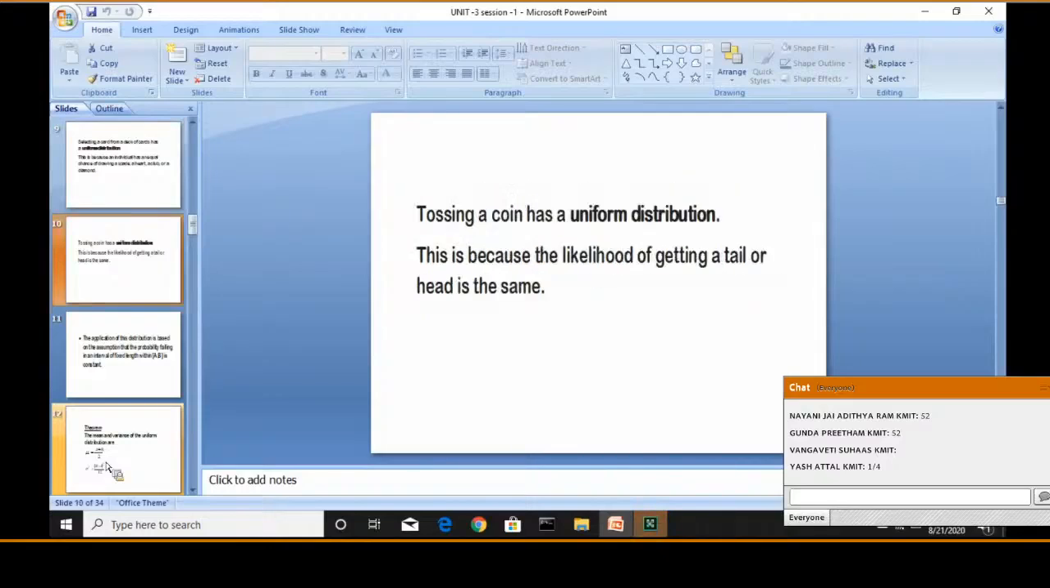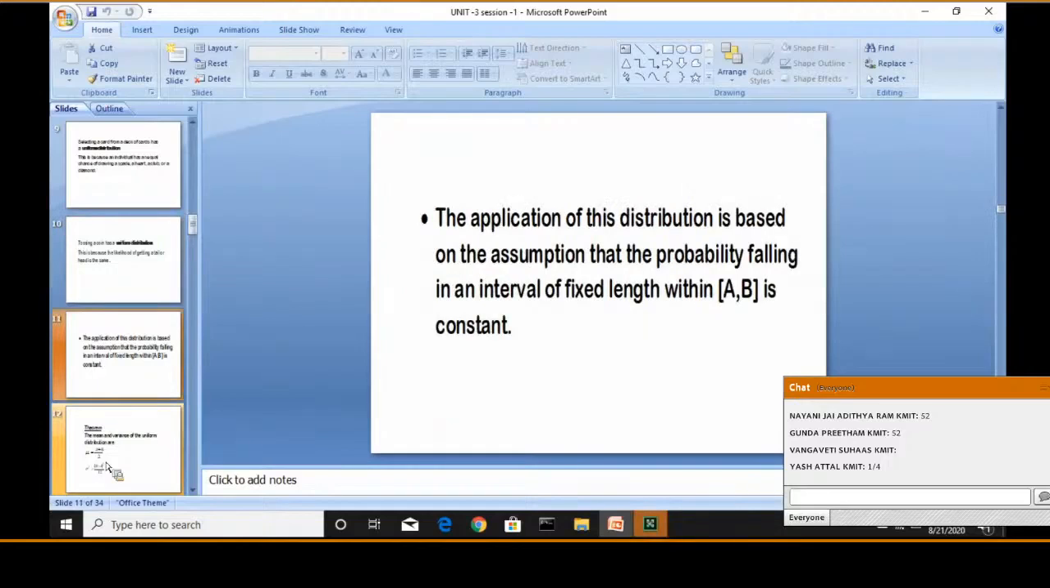Now we are coming to application. The application of this distribution is based on the assumption that the probability falling in an interval of fixed length within the closed interval AB is constant. Why I have written this application: when you take a problem, sometimes they will not specify whether it is a normal distribution, which I am going to teach, or a distribution you have learned earlier, geometric, Poisson or binomial. But you should be able to understand that if there is a fixed length and constant probability, you can say that it is a rectangular distribution.